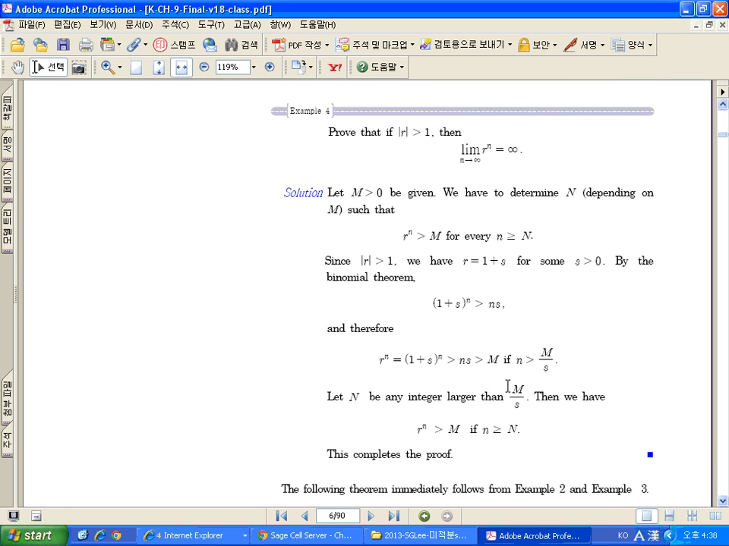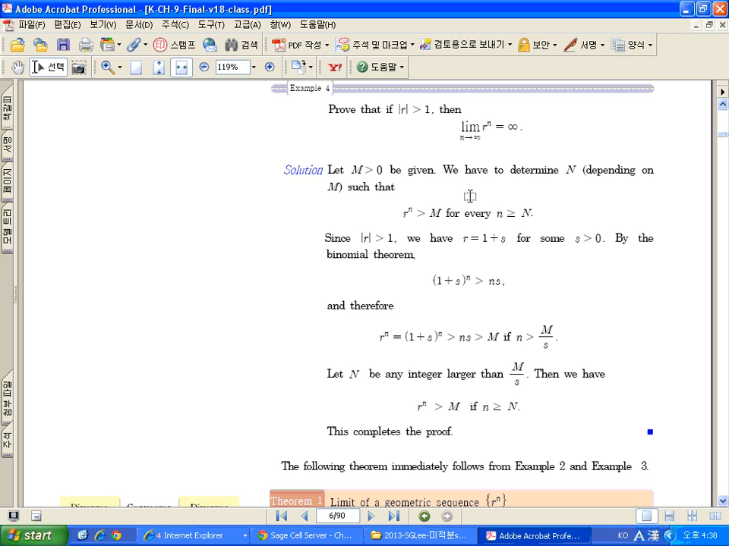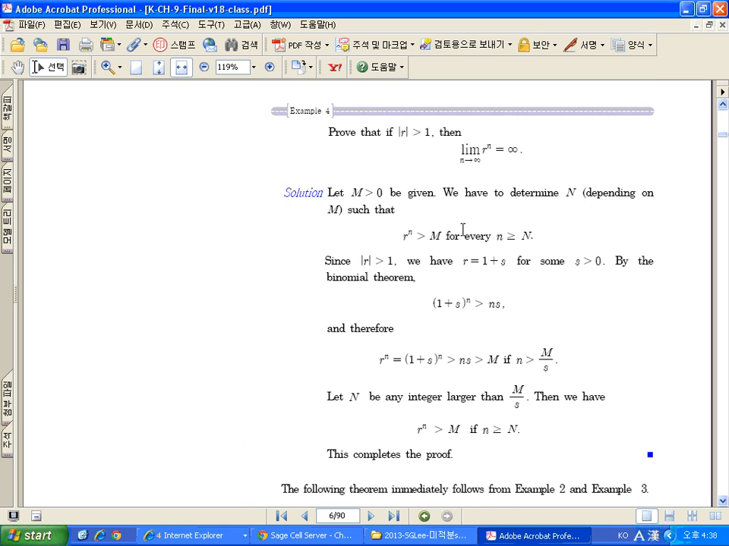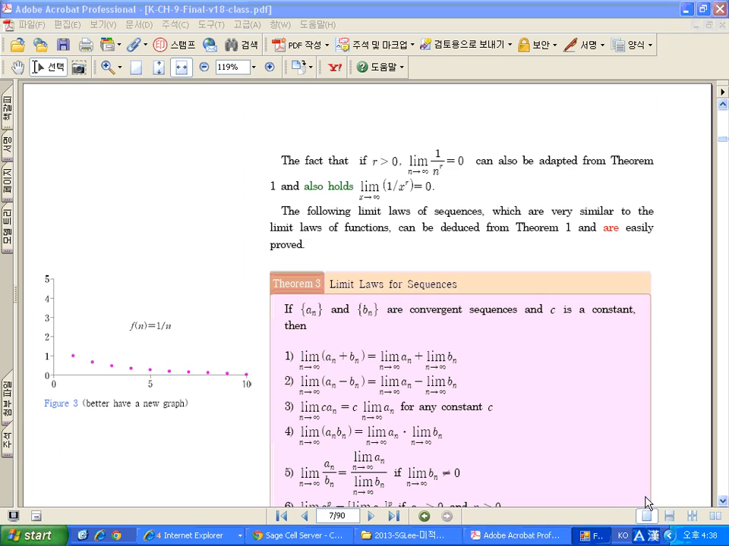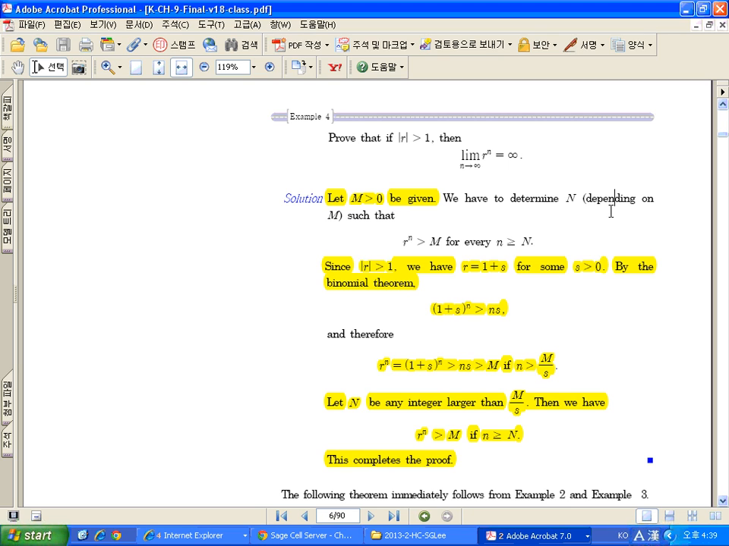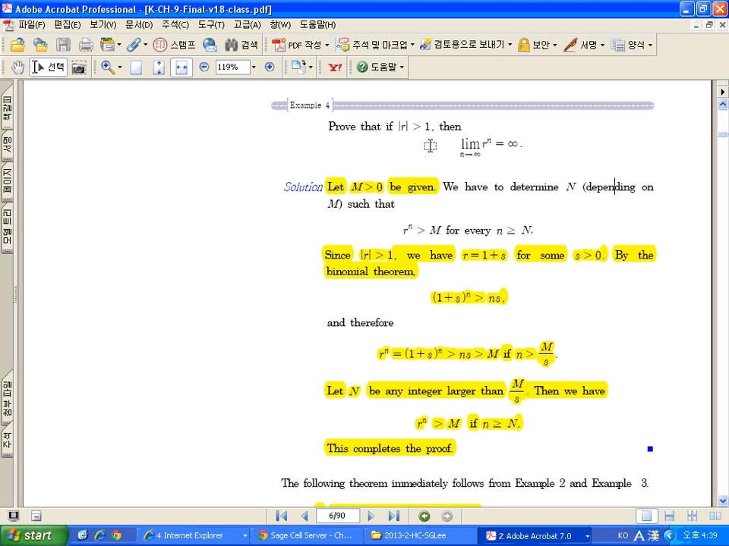So this is another example of it. And similarly, we can do it on the divergence. So the next one is for the divergence. Prove that if the absolute value of r is greater than 1, then the limit of r to the n is infinity as n goes to infinity.